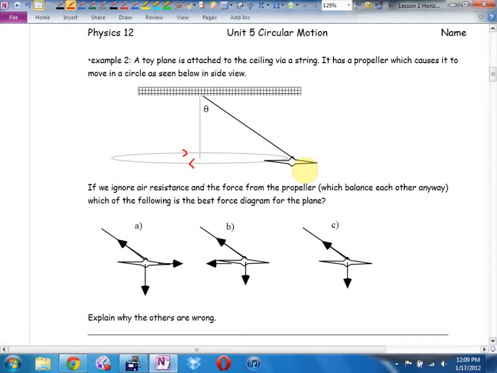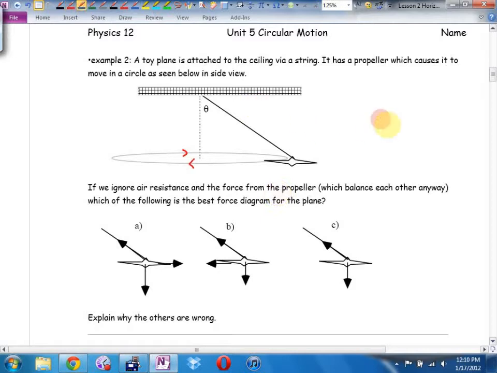What are the forces acting on this plane? Now, before I say get the obvious ones, I'm going to talk about two. The first is the propeller. The propeller would be pointing right towards us right now in this picture. But if it's going at a constant speed, it's maxed out its speed. The propeller force and air resistance are exactly the same because it can't speed up or slow down. So even though the propeller is coming towards me, away from me would be air resistance. We're going to ignore air resistance and the force from the propeller to do a simplified diagram.